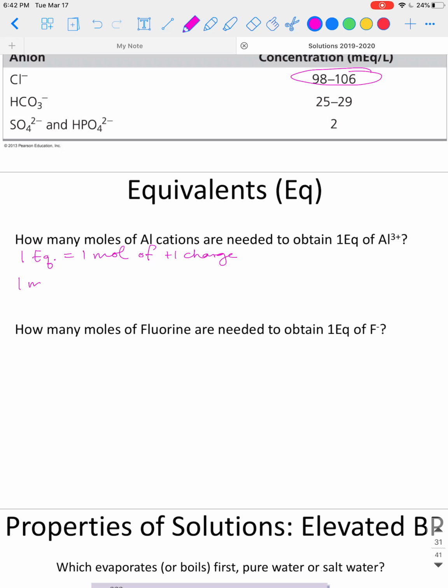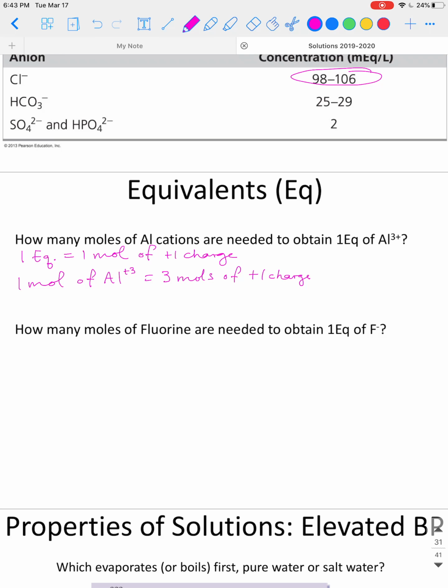All right. So let me ask you this question. If we have 1 mole of Al plus 3 cations, how many moles of charge do we have? If we have 1 mole of aluminum plus 3 cations, we have 3 moles of plus 1 charge. Okay? Because each cation carries a plus 3. If we have 1 mole of these cations, we have 3 moles of plus 1 charge.